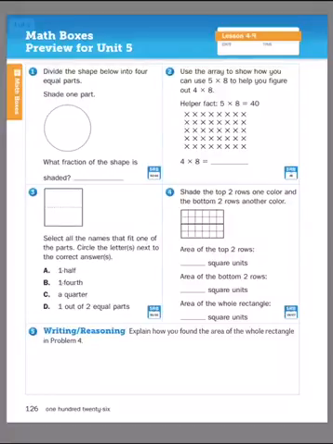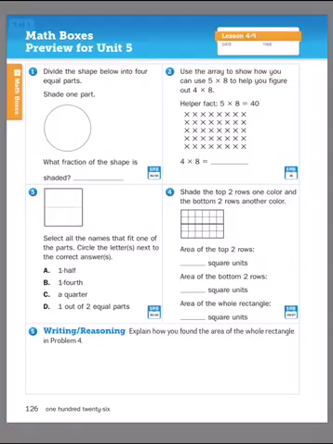These are the directions for Math Boxes page 126. Remember, while you're completing Math Boxes page 126, if you need help, you're going to raise your hand and ask your teacher for help. If she's not available to help you, move on to the next problem or task until she is available to help you.